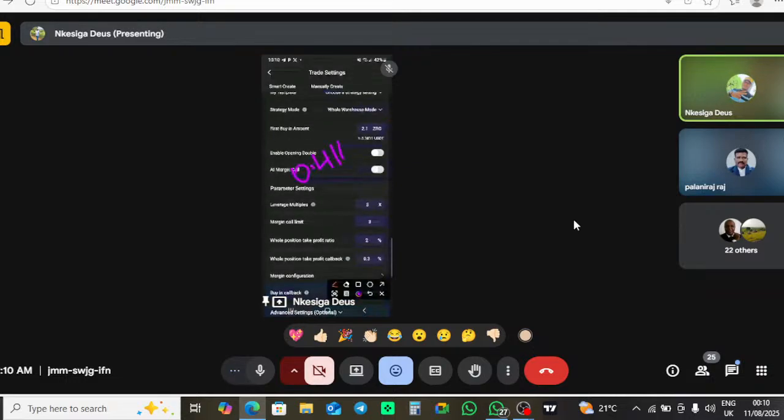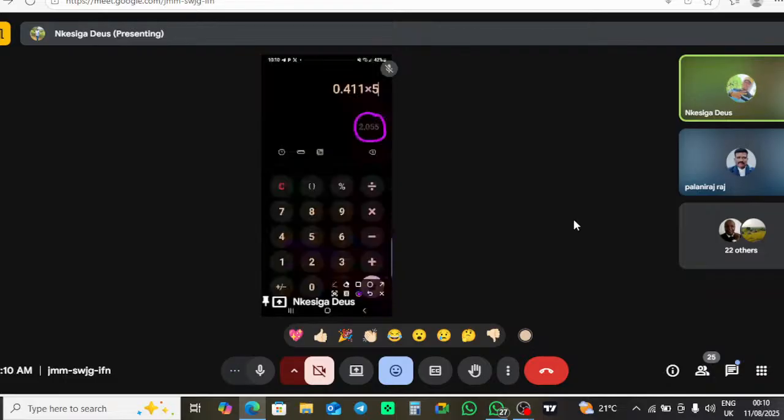Now, if you get the other one, 0.411 times 5. Let's go. Times 5 here, we are getting 2.055. Now, the 2.055, we multiply this one with the money you want to use. How much money do you want to use? Do you want to use $10? Do you want to use $20 as your first buy? Do you want to use $5 or $50? So this answer, you multiply by your first buy.